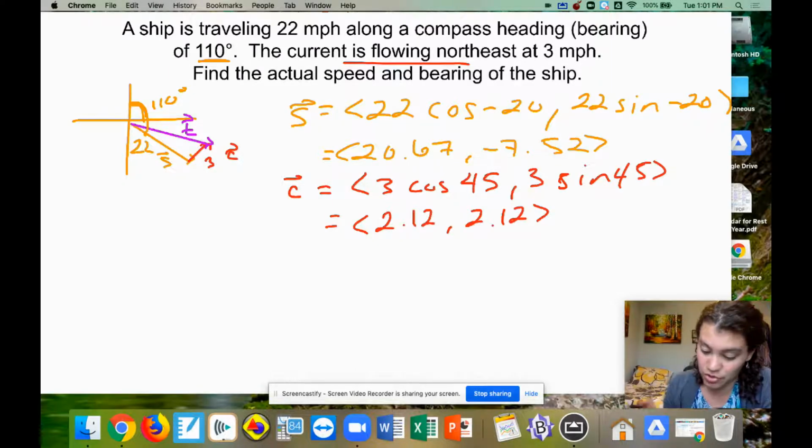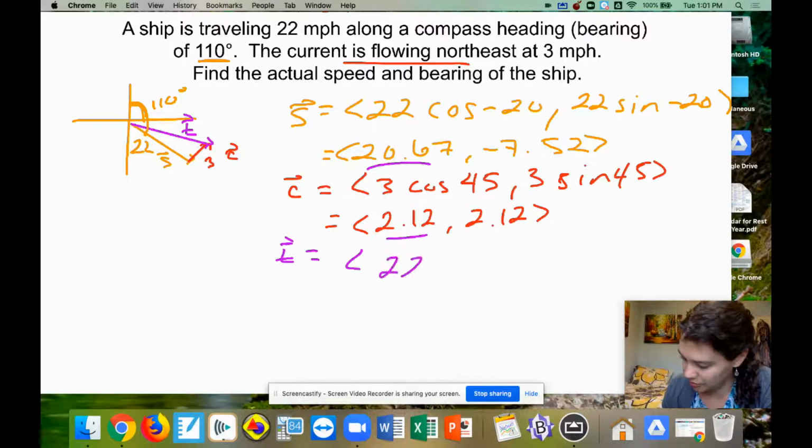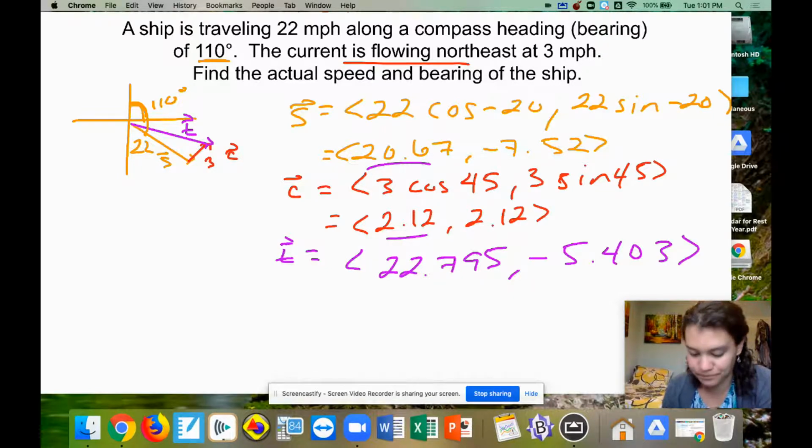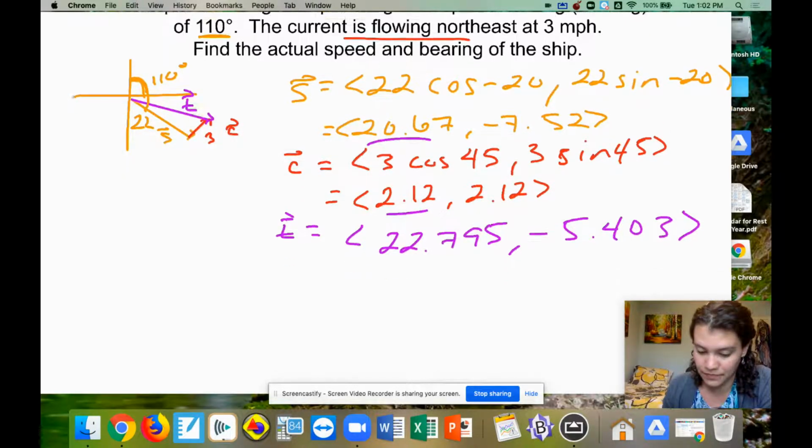So then your total, or your true vector, if you add them all together, so add this and this, you get 22.795, -5.403. Okay, now actual speed and bearing. So we just found the vector to begin with. Scroll up a little bit.